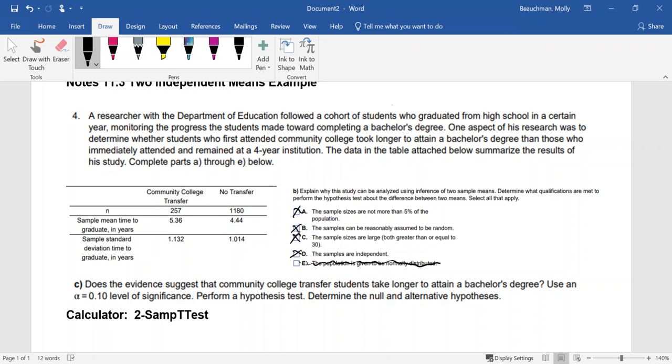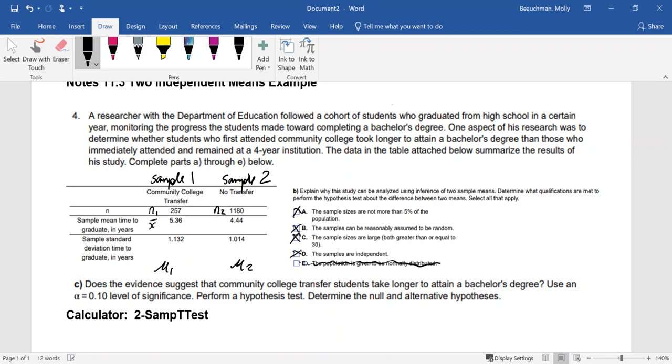So we want to perform a test. Does evidence suggest that community college transfer students take longer to attain a bachelor's degree? And use an alpha 0.1 level of significance. So we have to determine who we want to be sample 1 and who we want to be sample 2. So if we call this sample 1 the community college transfer, and sample 2 no transfer, then the population means are going to be mean 1 and mean 2. So this value is n1, this value is n2.